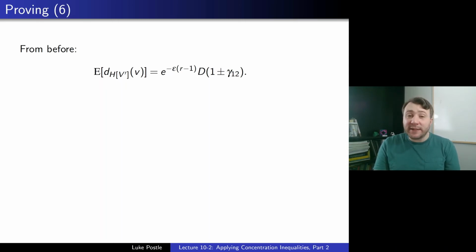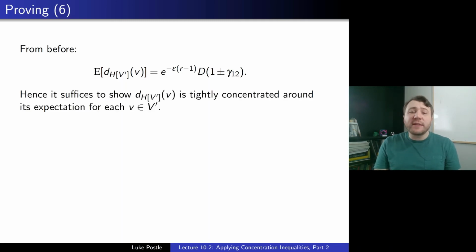Well, we calculated the expectation for an individual vertex that was roughly regular, as most of the vertices are roughly regular. Such vertices would have expectation about e to the minus epsilon r minus 1 times d, 1 plus or minus some gamma 12. So the ones that are roughly regular have roughly this expectation that's close to what we want, and we have to show we're concentrated. So it suffices to show that this uncovered degree is tightly concentrated around its expectation for each vertex in V prime. So I give you a certain vertex that's actually regular there, and then we have to show it's concentrated.